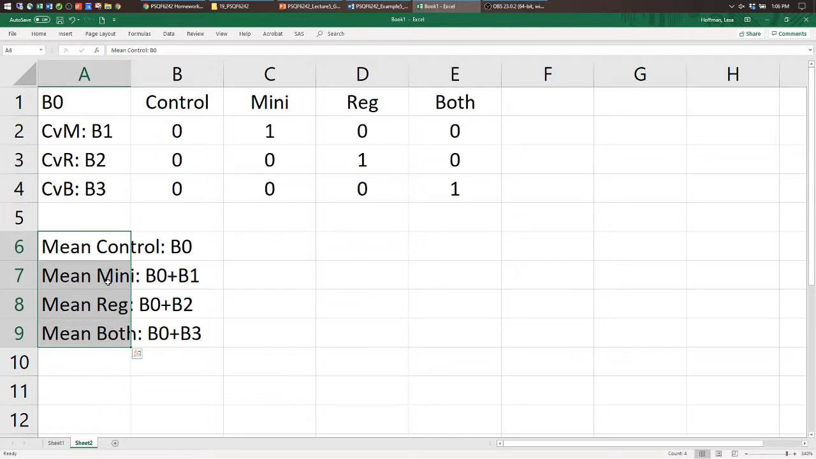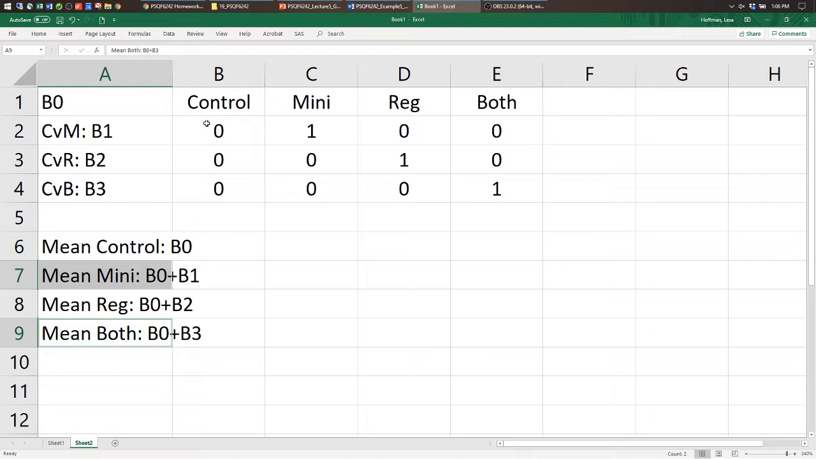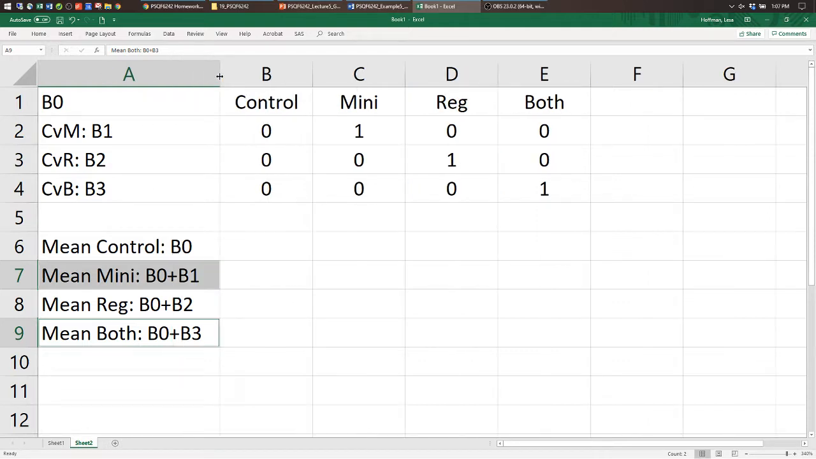So if I wanted to do, for instance, mini versus both, that would give you sort of the unique effect of regular golf training. If I took beta 0 plus beta 3 minus beta 0 plus beta 1, that's how I get the mean difference. You have to look at what the model says the mean is for each, and literally subtract. It's implied by the model. You don't have to code for it.